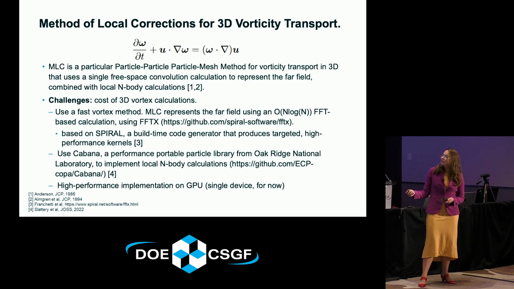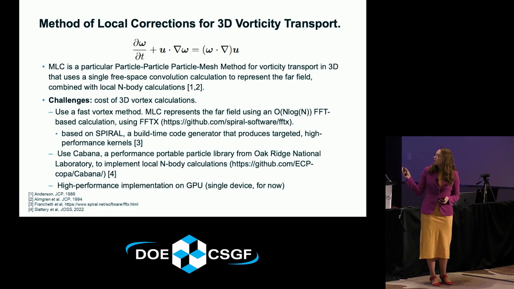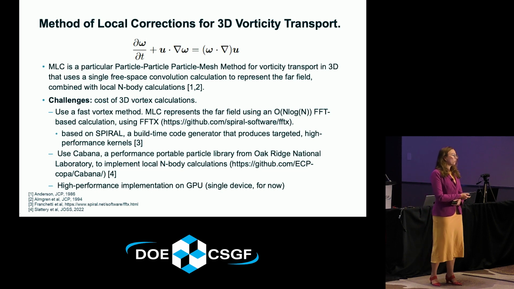We're using FFTX, which is an FFT library based on Spiral, which is a build-time tool. It produces targeted high-performance kernels. And then for the particles, we're using Cabana, which is a particle library from Oak Ridge National Laboratory. And we're interested in doing an implementation on the GPU.